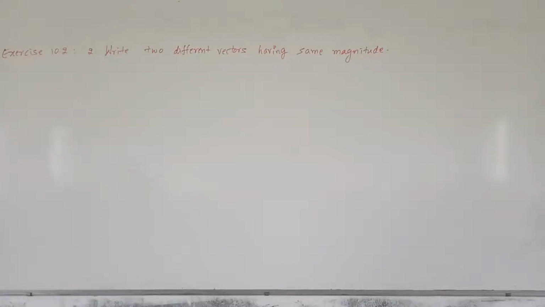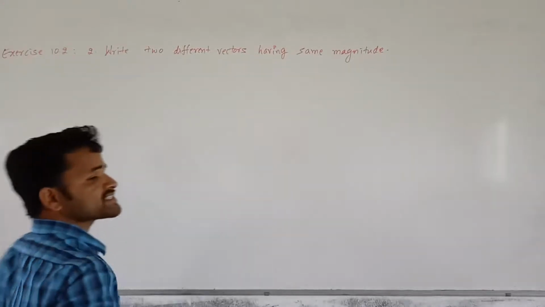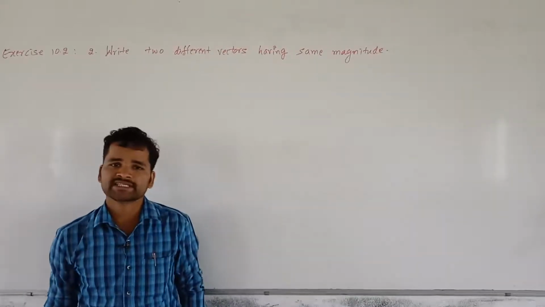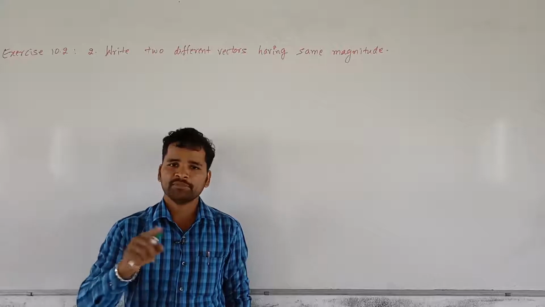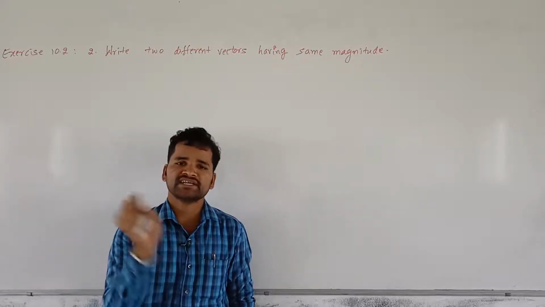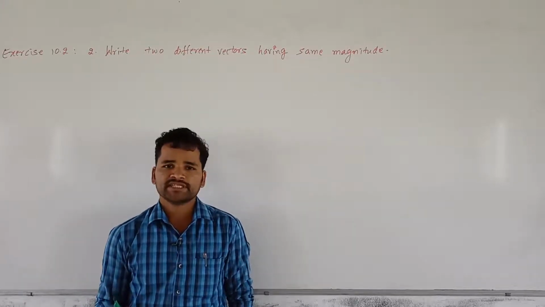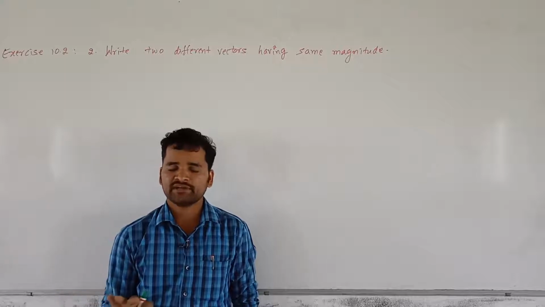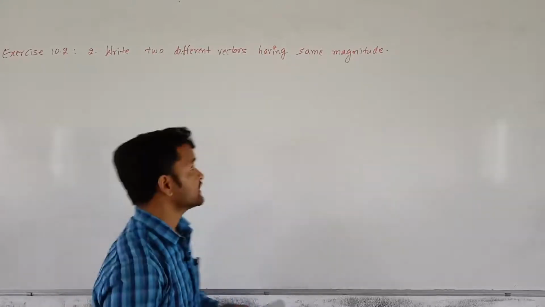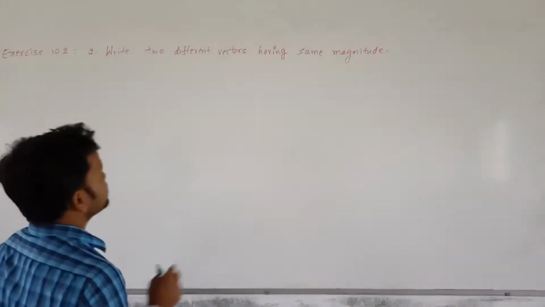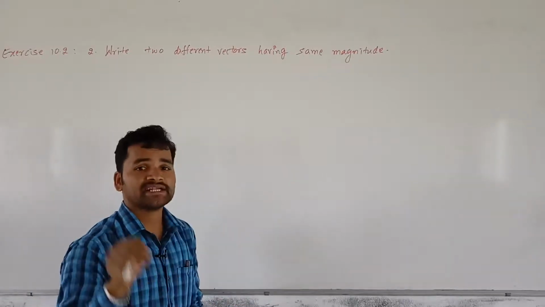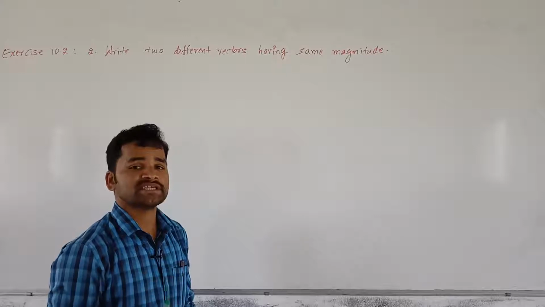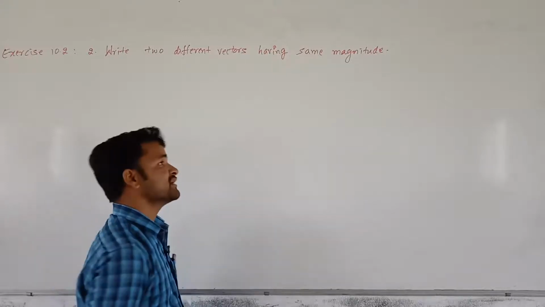First of all, we will revise what are equal vectors. What do you mean by equal vectors? Two vectors are equal if they have the same magnitude and direction. If any one is different, they will be different vectors. They will not be equal vectors. They are saying to write two different vectors having the same magnitude.